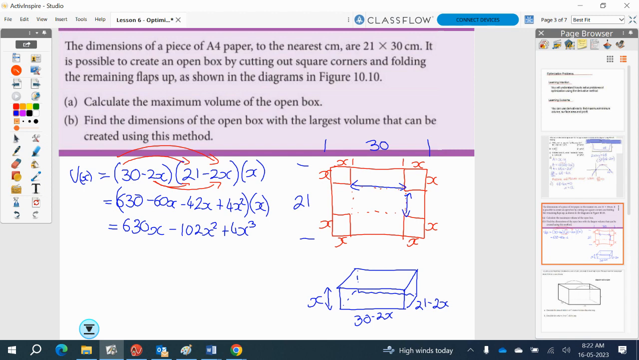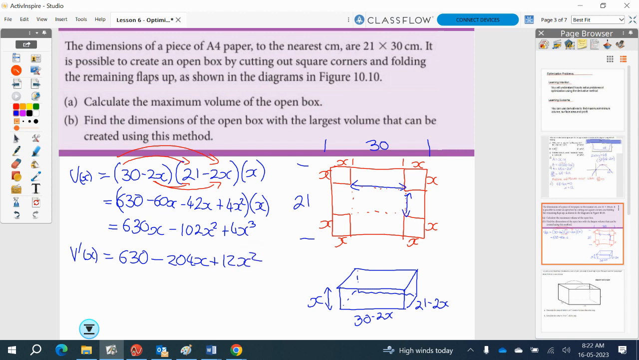What's the next step? Find the derivative. So V dash of x. What is the derivative here? 630 minus 204x plus 12x squared. Okay.